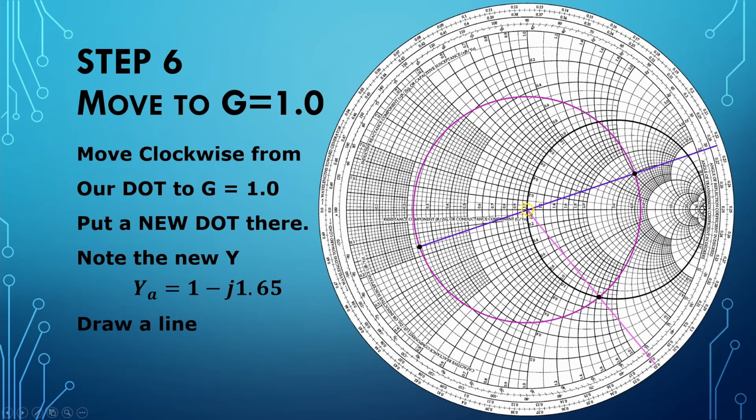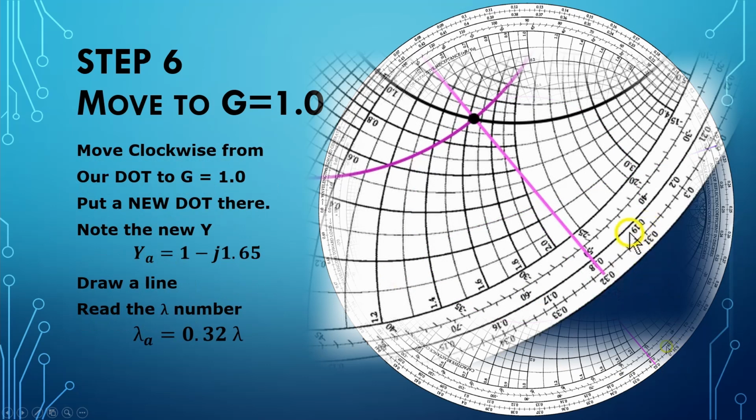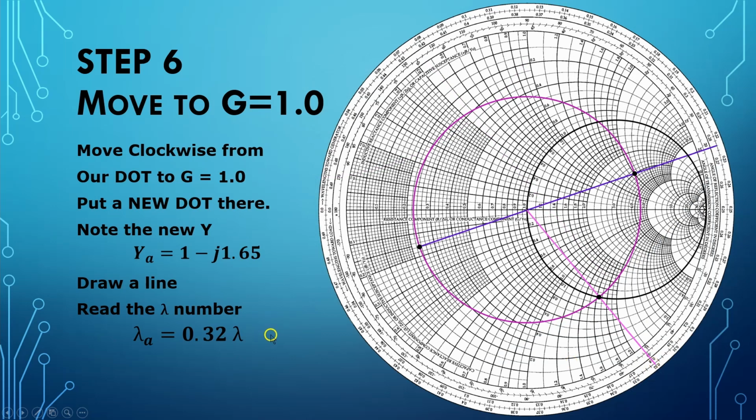The next thing we have to do is locate this new admittance in the wavelength realm, and we do that by drawing a line from the center through this new admittance at A all the way to the edge of the Smith chart. And then we want to read this new number off the edge of the Smith chart to find out what kind of position it's in. So we have 0.31 here, 0.32, 0.33, and this just happens to fall almost exactly on 0.32. So we're going to call this wavelength at A equal to 0.32 wavelengths.